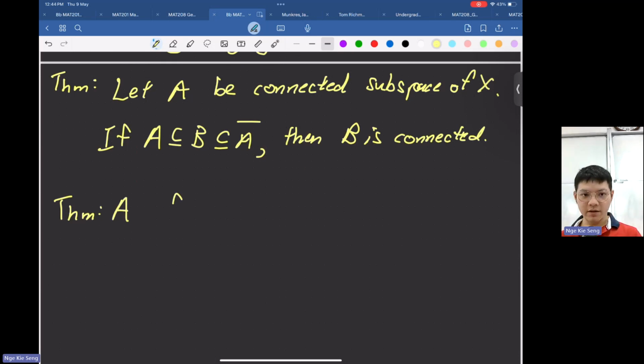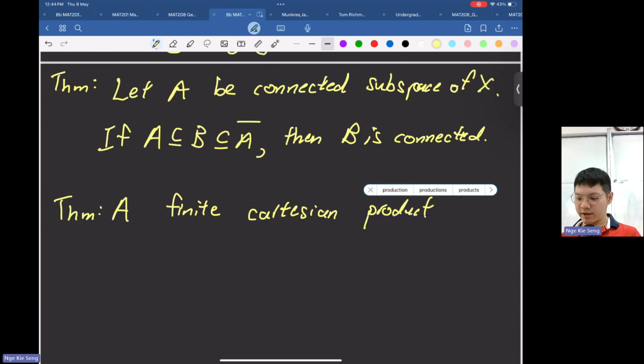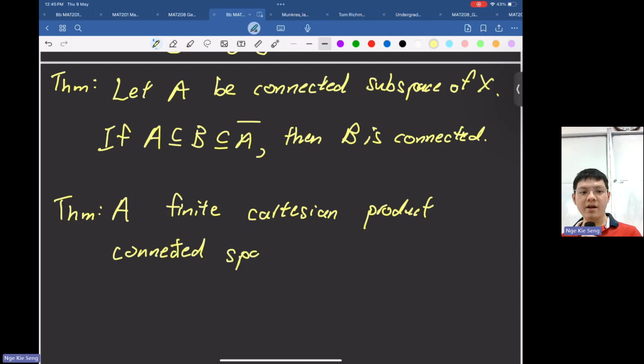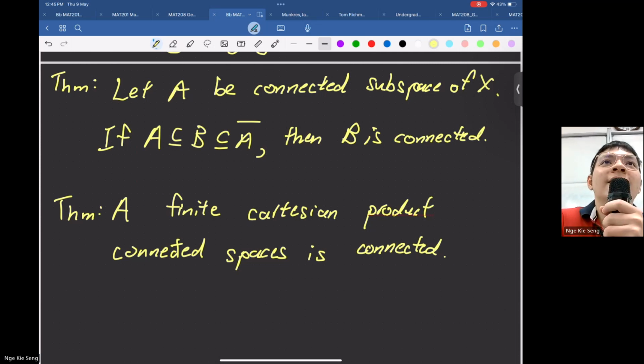Final thing, we also don't prove it. This is about the finite Cartesian product of connected spaces. A finite Cartesian product of connected spaces is still connected. Note that I didn't mention whether this is under box topology or product topology. You know why? Because for connectedness you need separation, and for separation you need open sets. So you need to tell me who the open sets are. To tell the open sets in a Cartesian product of sets, you need to tell me whether you use box or product.